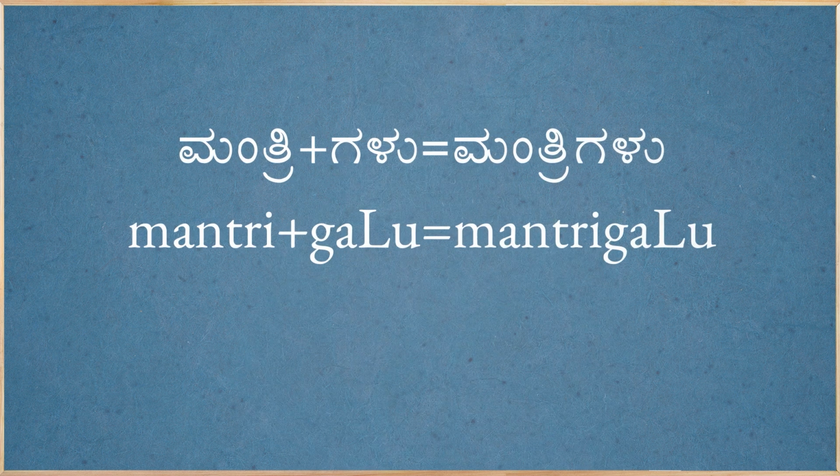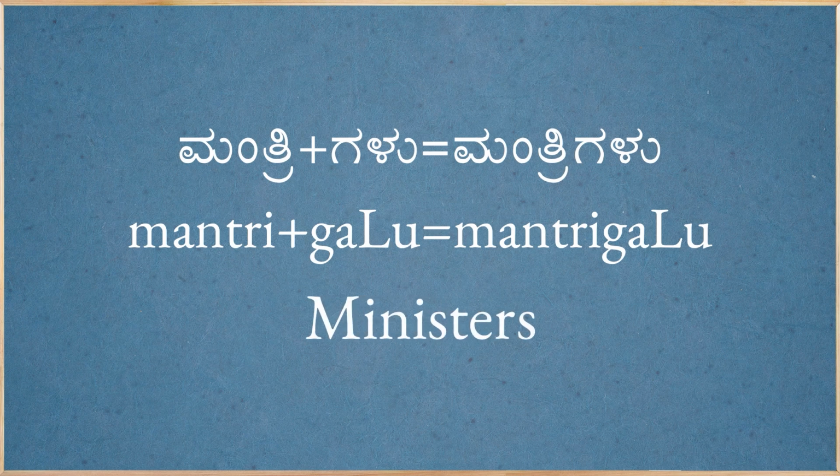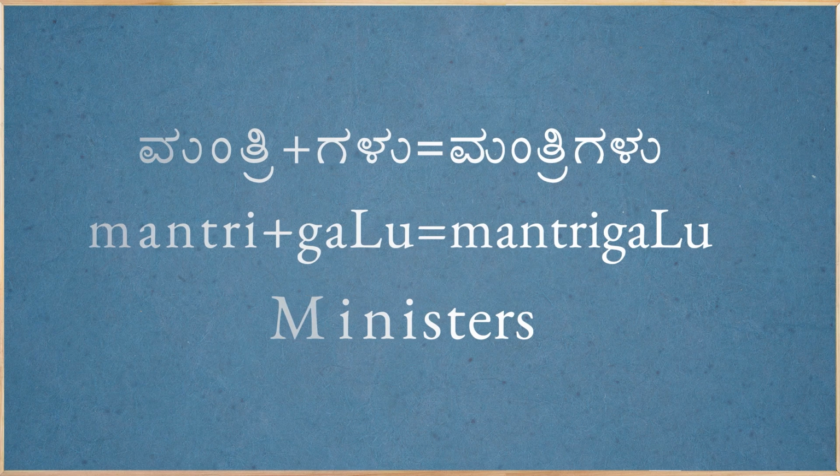Exceptional cases. Human forms taking galu. Although ru or aru is typically used for human forms, certain human-related terms take galu as their plural marker. These cases often indicate respect or adhere to grammatical exceptions. Mantri plus galu will become mantrigalu. Mantrigalu. Ministers denotes a group of ministers, often used in a formal or respectful tone to one minister.